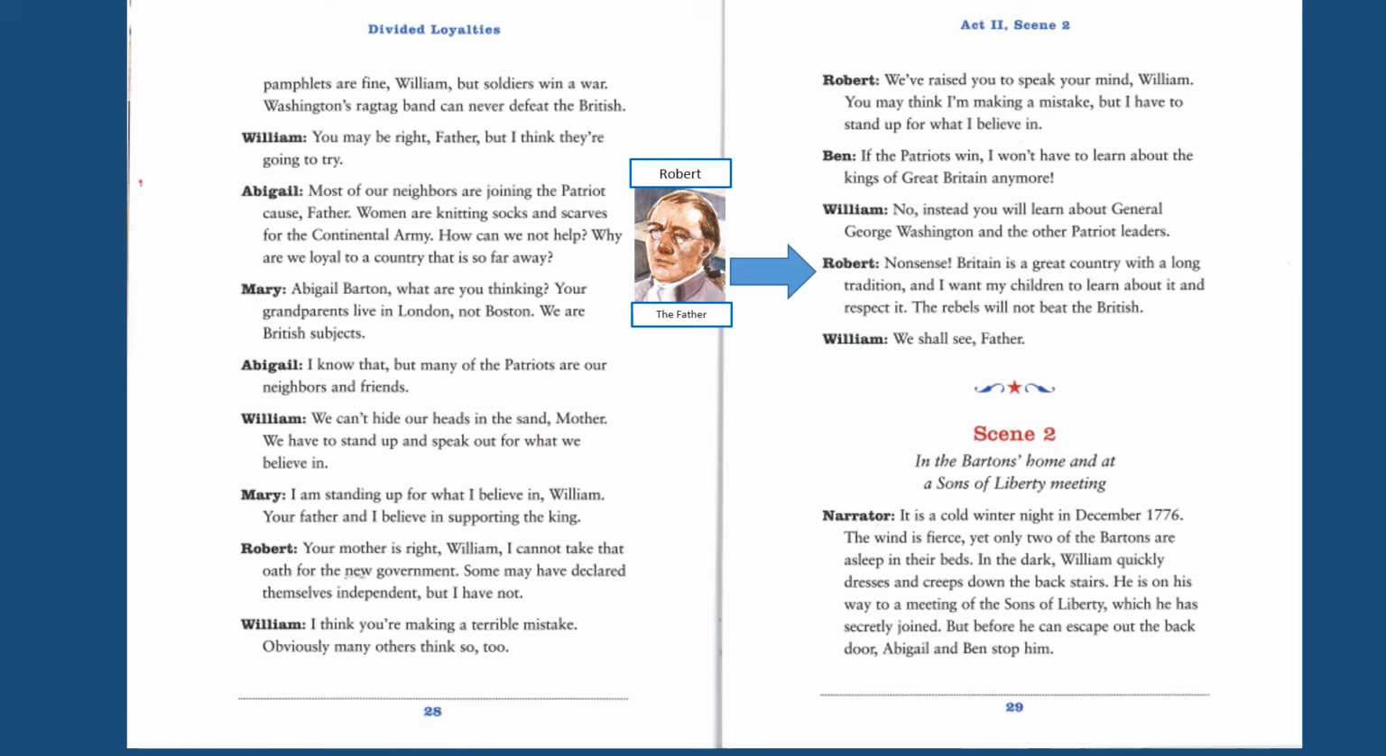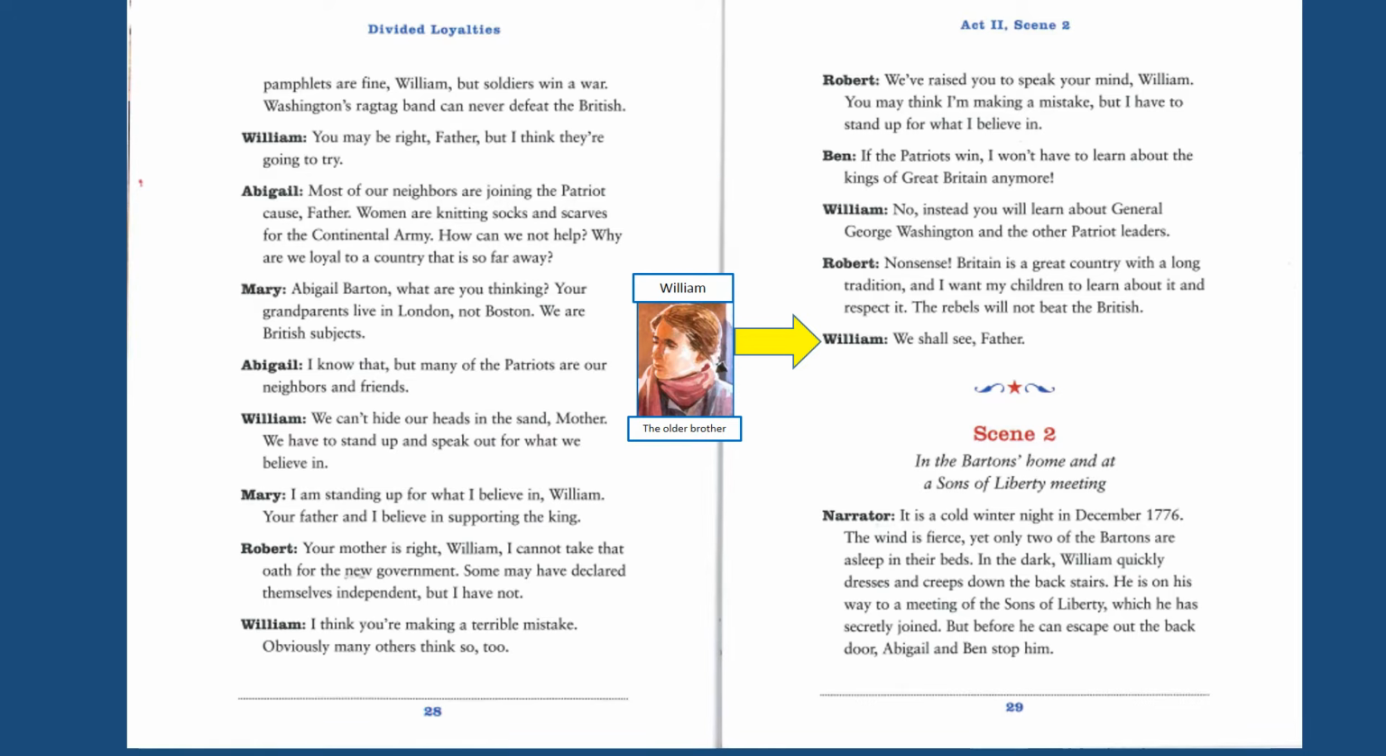Nonsense. Britain is a great country with a long tradition, and I want my children to learn about it and respect it. The rebels will not beat the British. We shall see, Father.